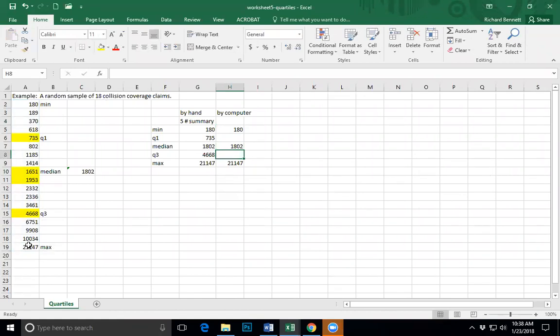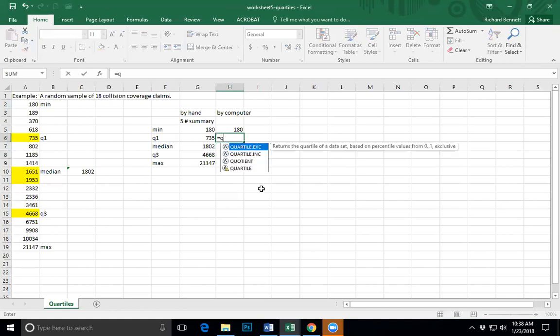Now here's where we're going to notice a difference. If I calculate this by hand, versus if I calculate it by computer, the computer is going to use a different method than I just showed you. If you were going to come up with the first quartile, what command do you think you would use? Equals quartile. Now there's a bunch of different ones here. Okay, now as we look at this, EXC says exclude the median, INC says include the median. This one doesn't specify, but it's actually include the median.